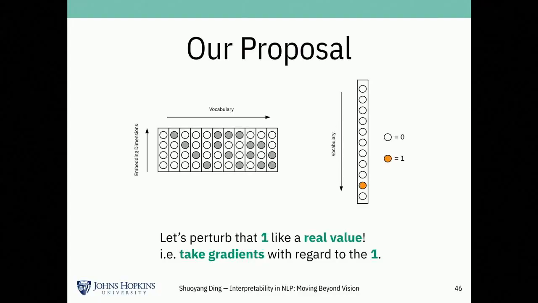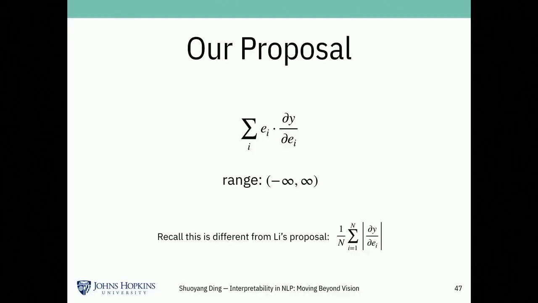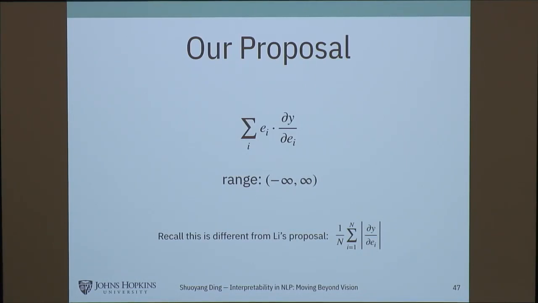And what we want to do is treat that 1 as a real value, and take gradients with regard to that 1 in the one-hot vector. And if you do some math derivation to figure out what it actually means mathematically, you come up with something like this. So this is basically doing a weighted average over the gradients of the word embedding, and the weight of this weighted average is the original embedding value. And just keep in mind that in this case, the range of this saliency score is from negative infinity to positive infinity, which is different from Li's proposal.